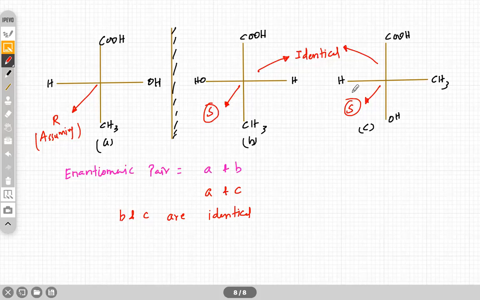If this is R again, how do you get the third one? You exchange the position of CH3 and H. You will get the third one. So if it is R again, this one is also S. So second and third molecules are identical molecules. They have the same configuration with same molecular formula. So if A and B are enantiomers, A and C also share the same relation, that is enantiomers. So enantiomeric pairs are AB and AC, BC are identical molecules. Is it clear?